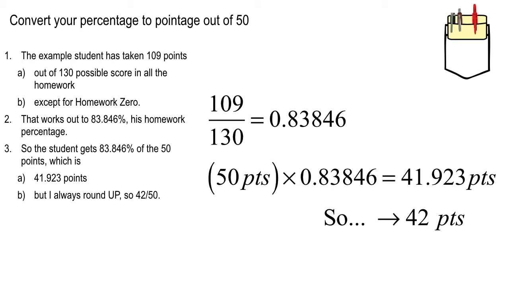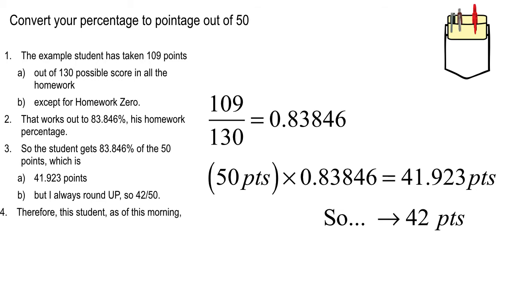So even if it was 41.023, I'd round that up. And this one's already pretty close, but you might have something that's 41.103 or something like that. Just round it up to 42. I always go up on homework, but not on exams. Exams are just, you get the points or you don't.